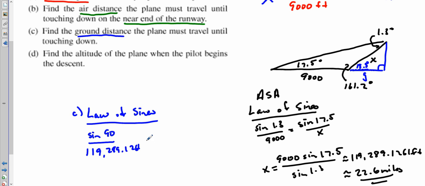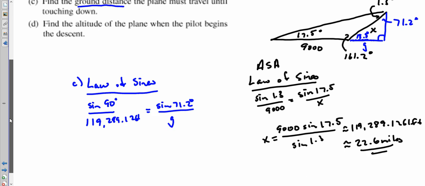119,289.1261 feet. And that's going to equal, we're trying to figure out g, correct? And so what we have right here is 90, so we probably want to figure out that angle right there. To figure out that angle, we can take 90 plus 18.8, and then subtract that from 180, and we have 71.2. So we'll need that one right there, which is going to be 71.2 degrees. And so we're going to take the sine of 71.2 degrees, and that's going to equal our ground distance that it's going to travel.